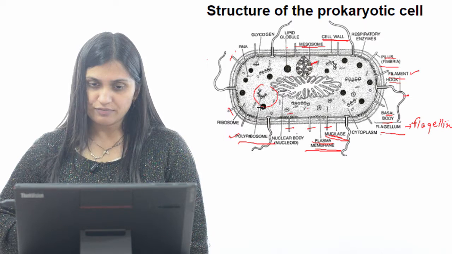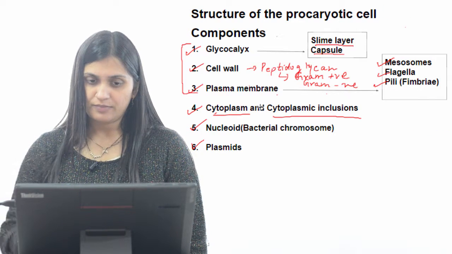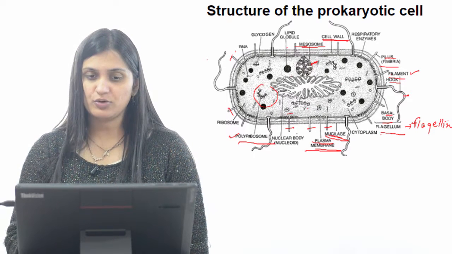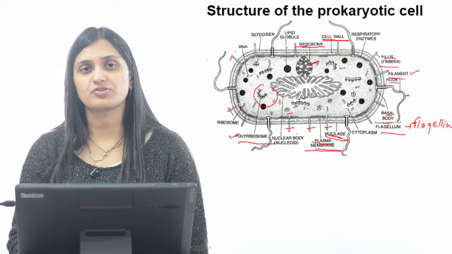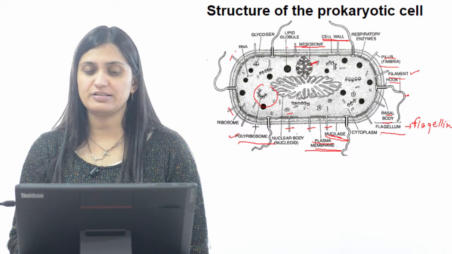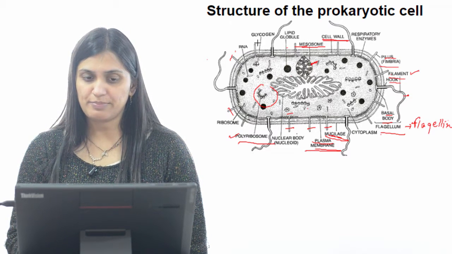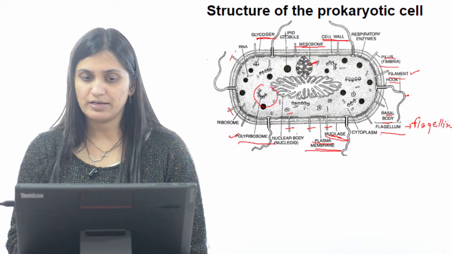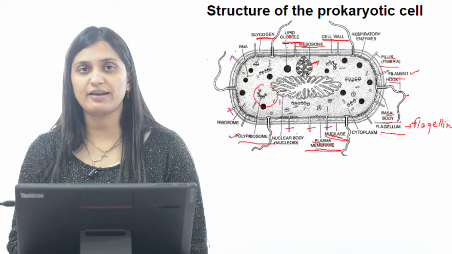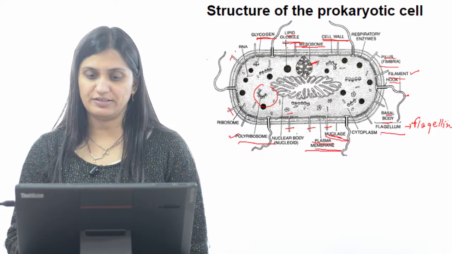Now next we can see the cytoplasmic inclusions. Cytoplasmic inclusions are non-structural, non-living components present in the bacterial cell. They are reserve materials, and examples of them are glycogen, lipid globules, then we have sulphur granules and also phosphates.